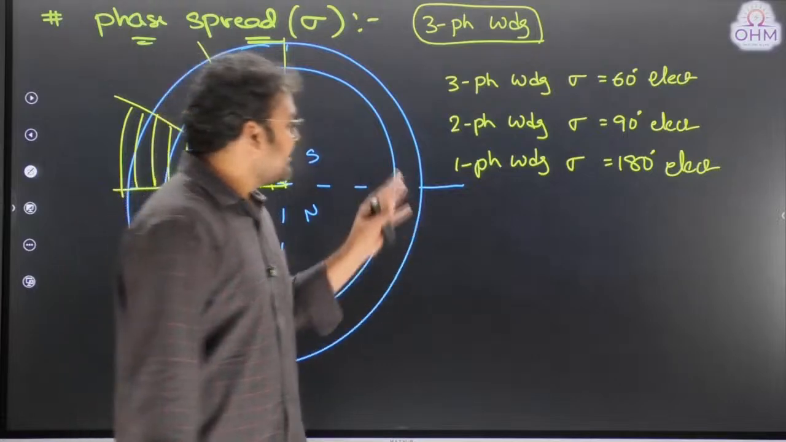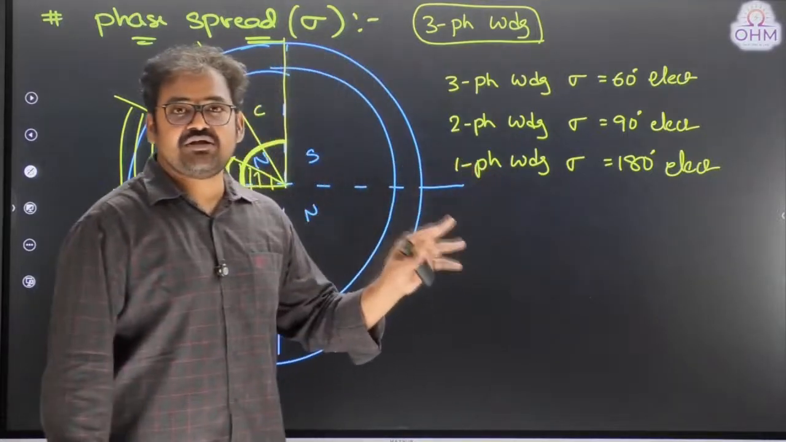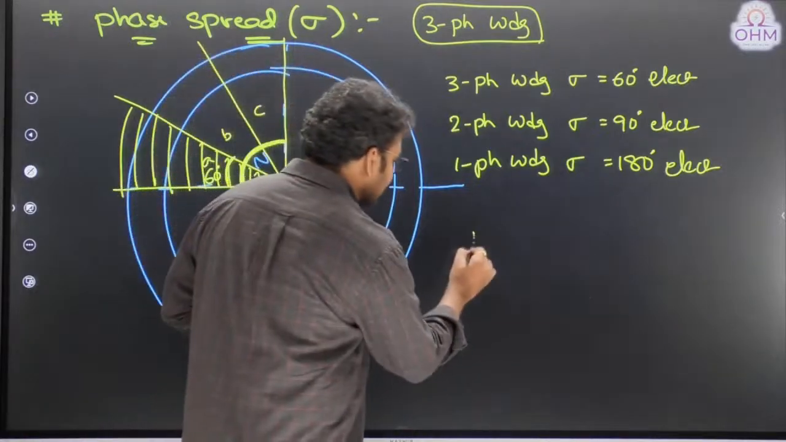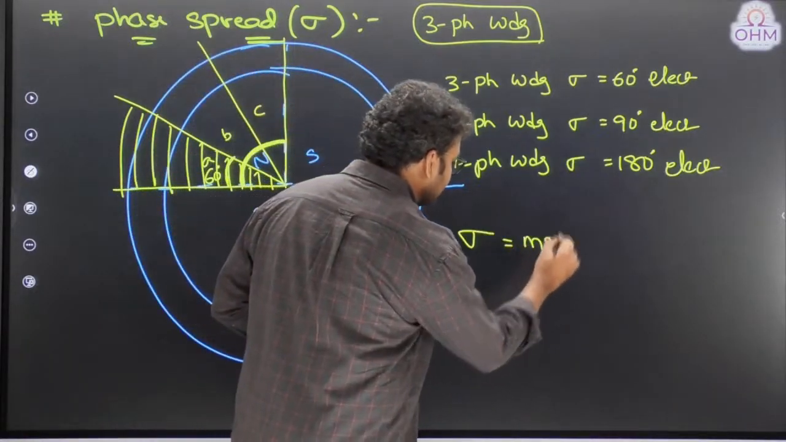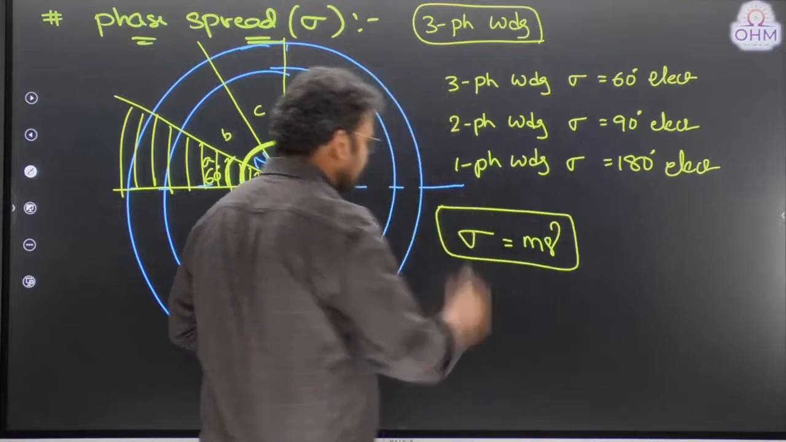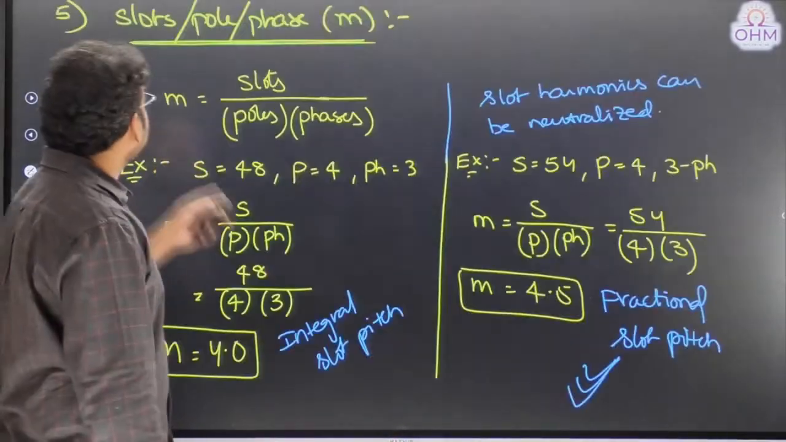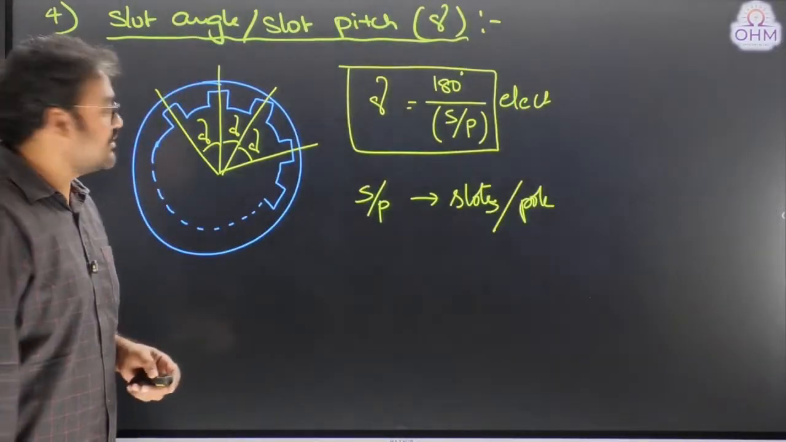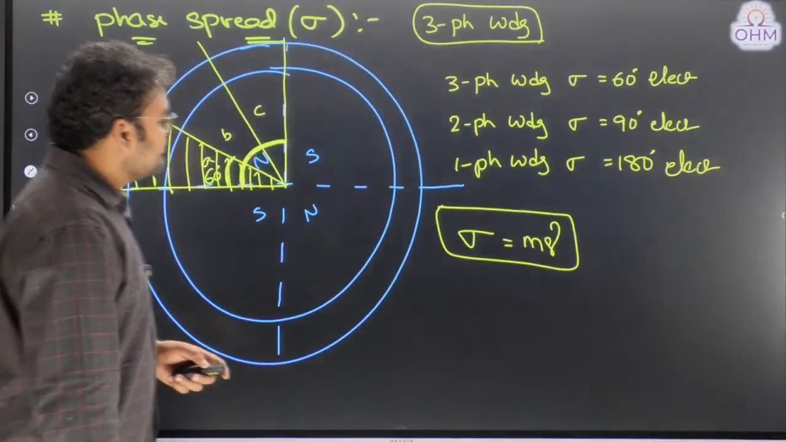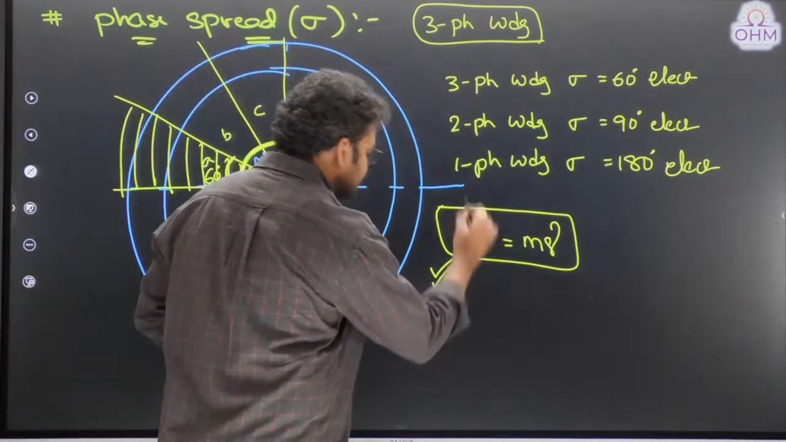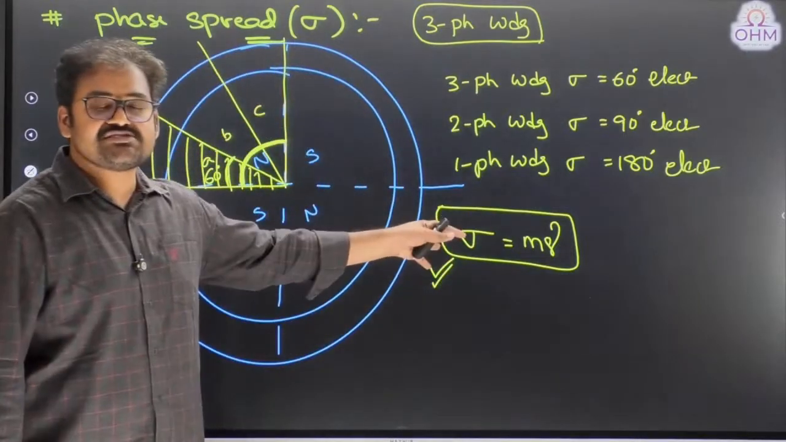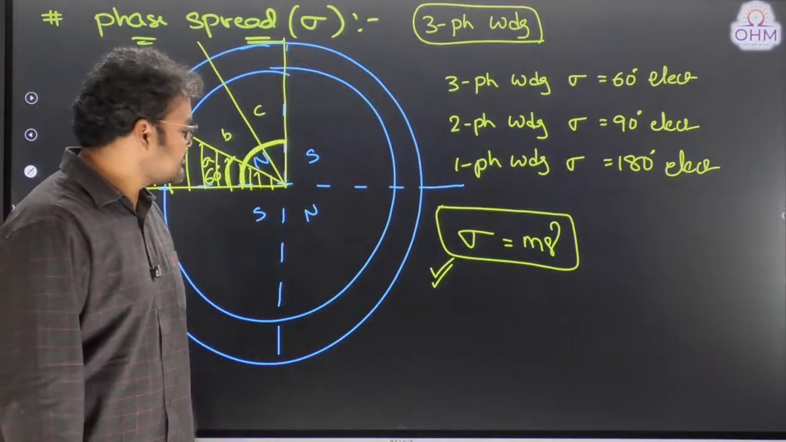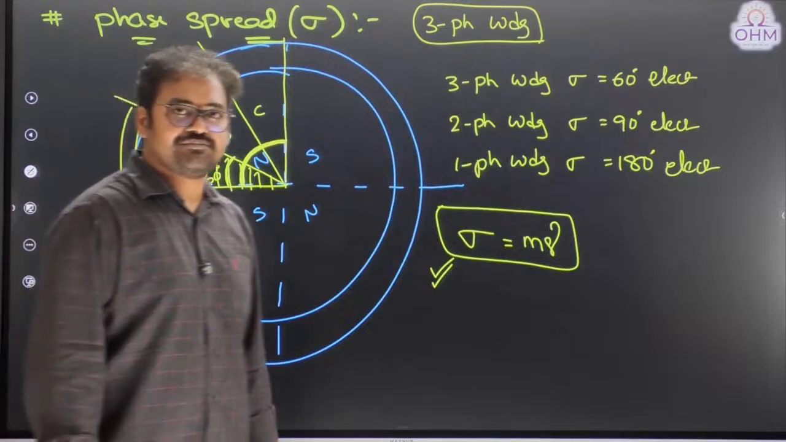There is a relation between phase spread, slots per pole per phase and slot angle. The relation is phase spread sigma is equal to m gamma. Sigma is phase spread, m is slots per pole per phase, gamma is the slot angle or slot pitch. So sigma is equal to m gamma. This is a relation you need to remember. I am not proving these equations; there are derivations behind them.